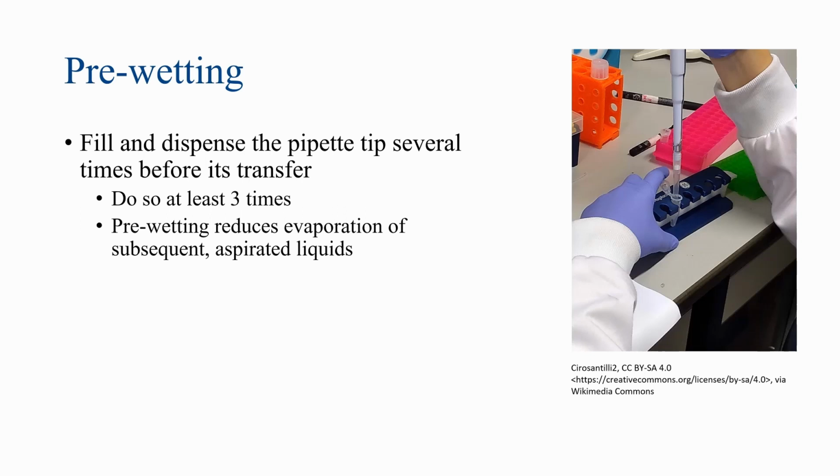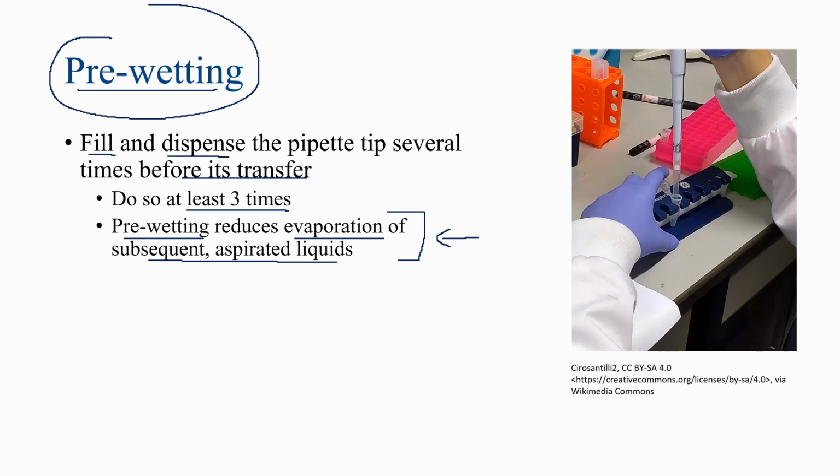Another good practice in pipetting is pre-wetting. When you are pre-wetting, you're basically filling and dispensing the pipette tip several times before transfer of the liquid. So the ideal recommendation is to pre-wet the pipette tip at least 3 times. Pre-wetting will reduce the evaporation of subsequent aspirated liquids because it will increase the humidity within the pipette tip. Now keep in mind that when you're dealing with more volatile liquids, pre-wetting becomes even more crucial, but as good practice, you should be pre-wetting all the time, at least 3 times before actually transferring the liquid.